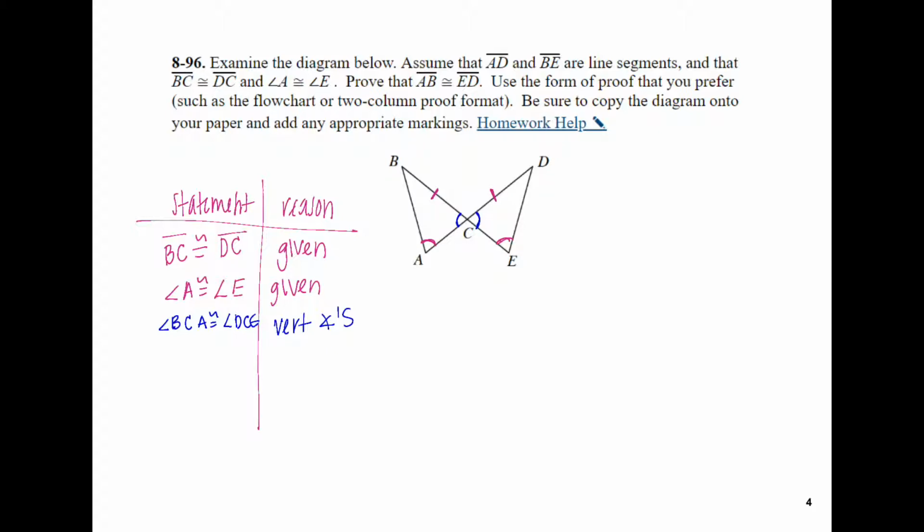After that, because of angle-angle-side congruency, I can prove that triangle ACB is congruent to triangle ECD. Therefore, I can conclude that AB is congruent to ED, because if I prove congruent triangles, it implies that all of their parts are congruent as well.